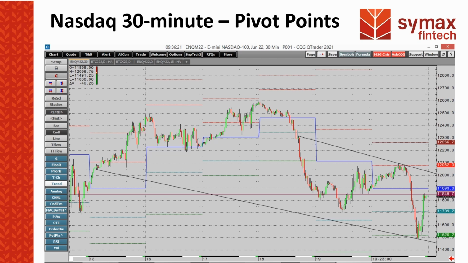This is the Nasdaq with the pivot points on. It's just the same as the others, so there's no point going through it. Up to R1, down to S2, effectively. The Nasdaq didn't quite manage to close on the pivot though. It still finished a little bit below.